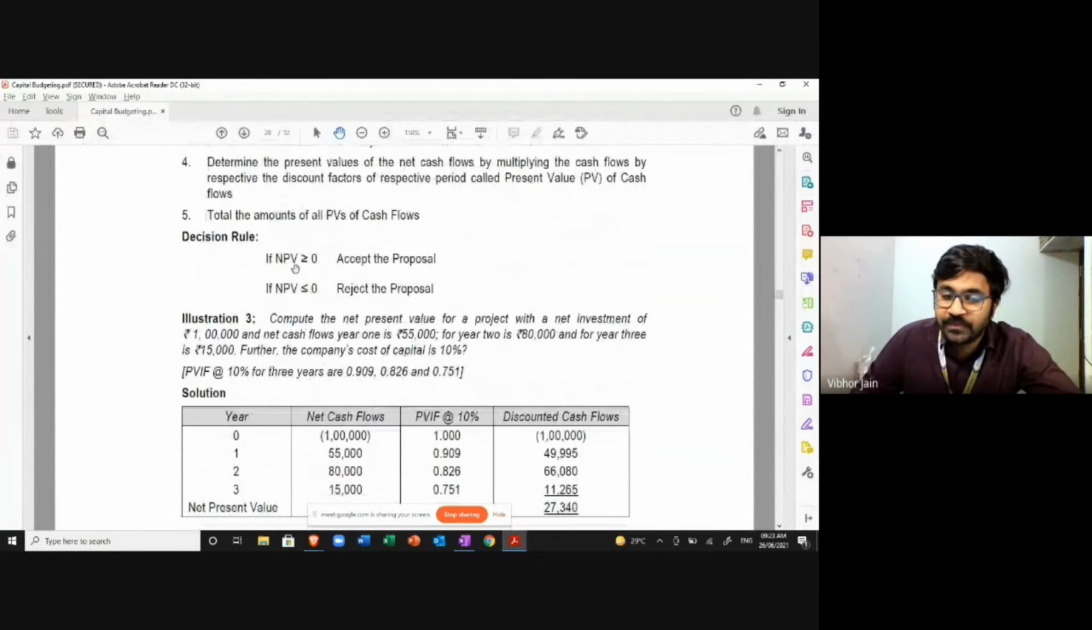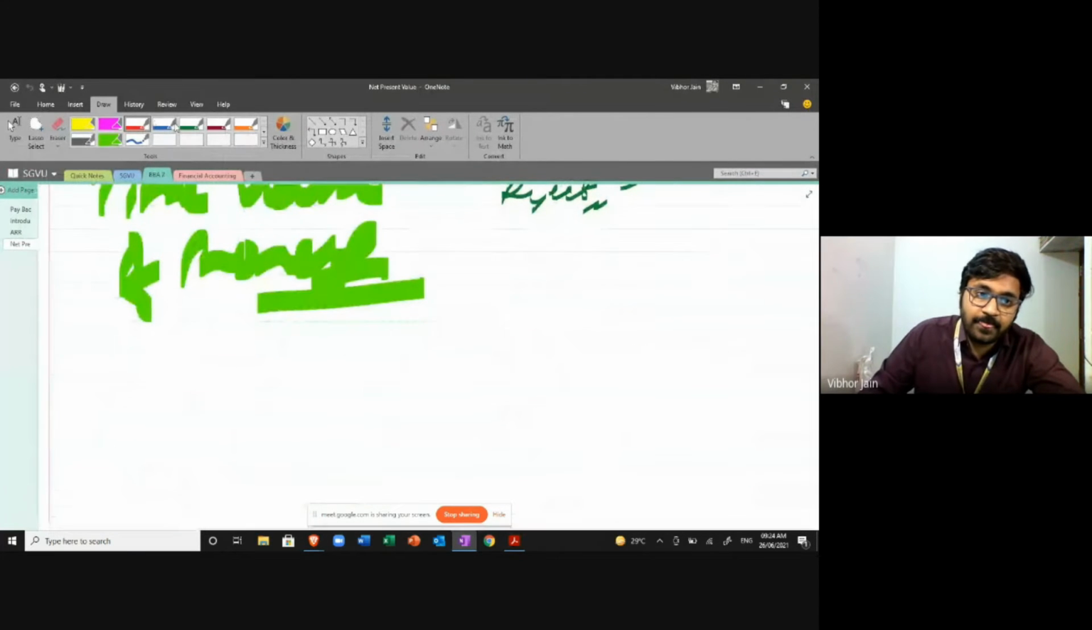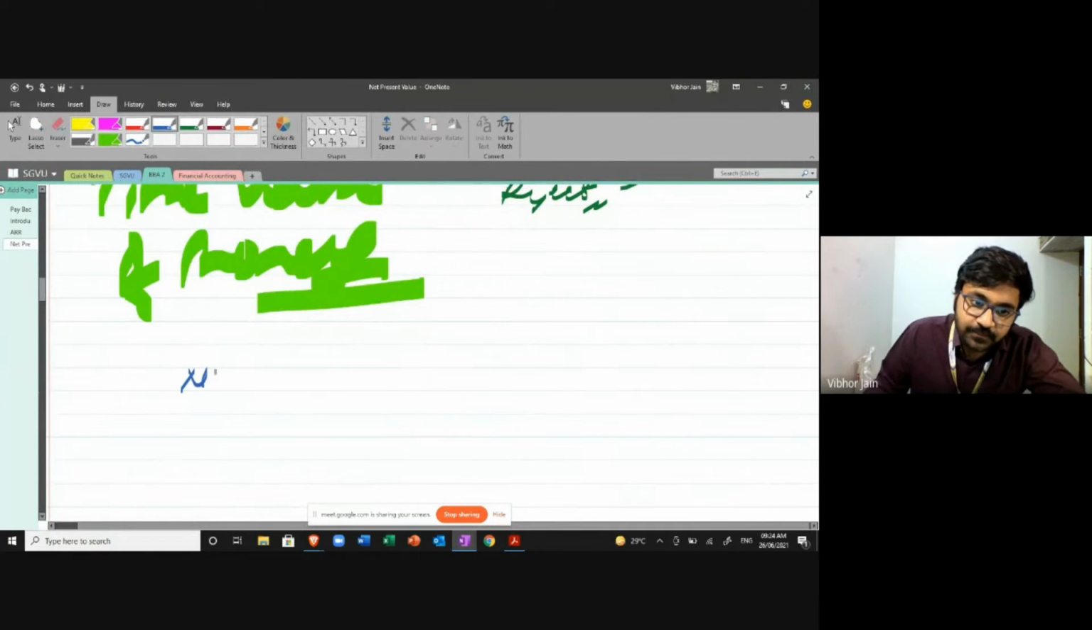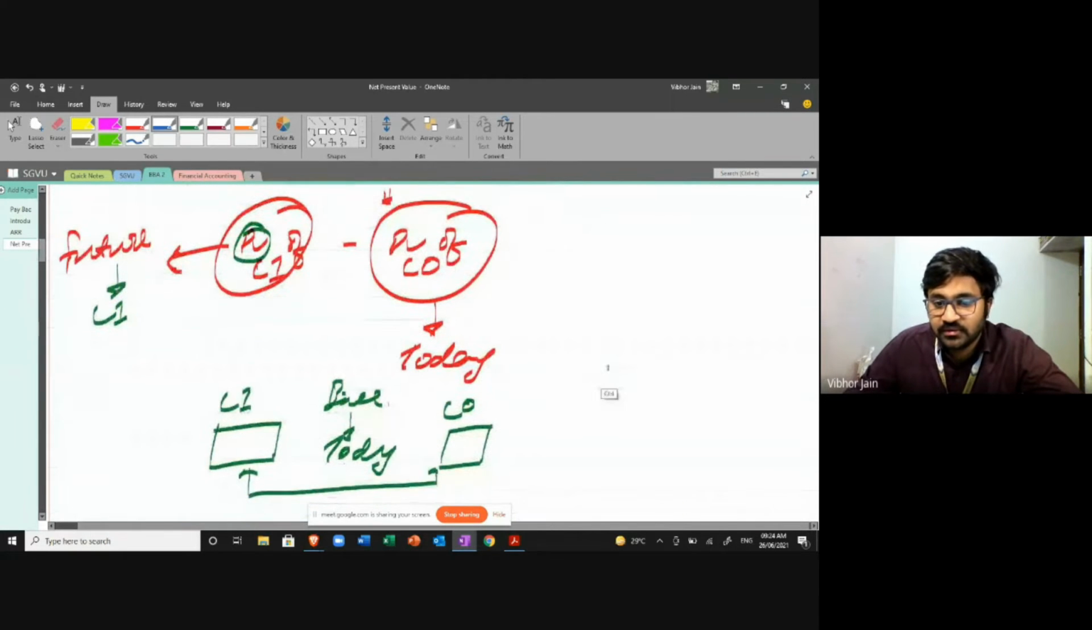The decision rule: if net present value is more than 0, accept the proposal. What this means is, if net present value is more than 0, then accept the proposal. Net present value means the present value of cash inflow minus the present value of cash outflow. This is what we have written.